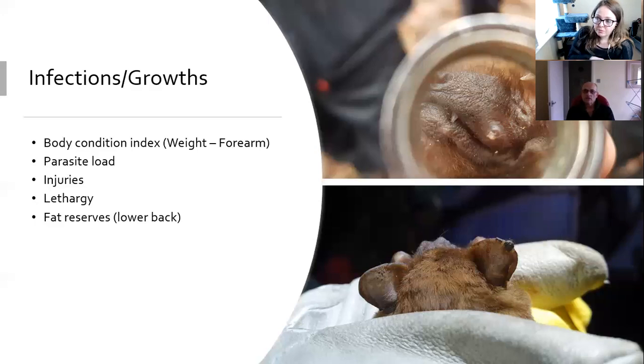And so we use body condition index, which is a contentious idea, but in general it smooths your data out for big bats and little bats within the same species. It gives you an idea of your population and individual bats, how healthy they are for their weight.